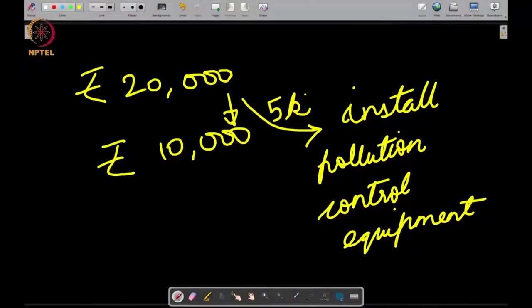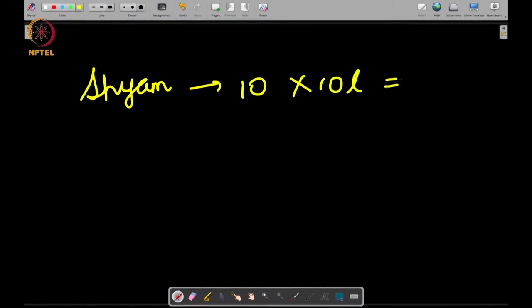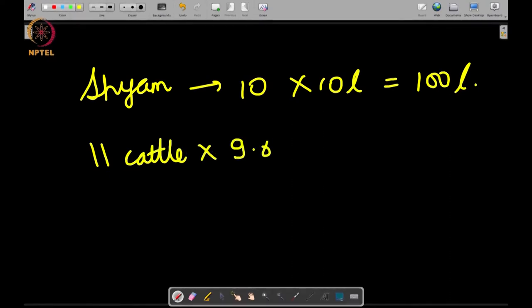What it means is that earlier Shyam had 10 cows and each of them was giving 10 liters. So in total, it is 100 liters of milk that he is getting. Now with one more cattle, he will be having 11 cattle and each of them will be giving 9.8 liters of milk. So what is the total amount of milk that will be produced for Shyam? It will be 107.8 liters.